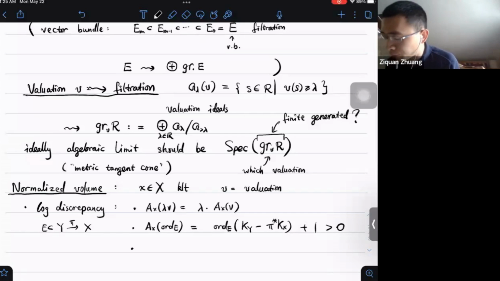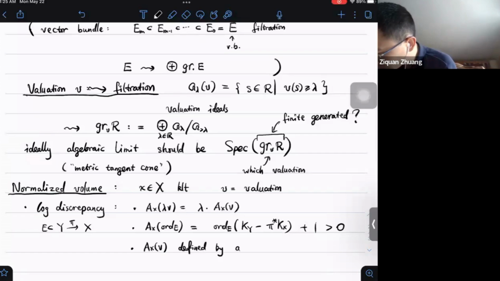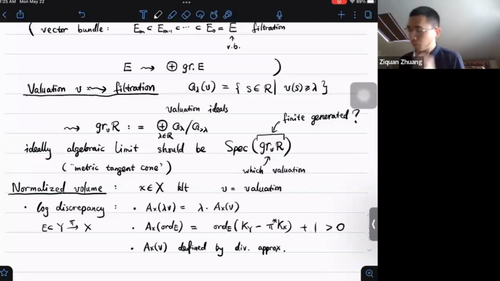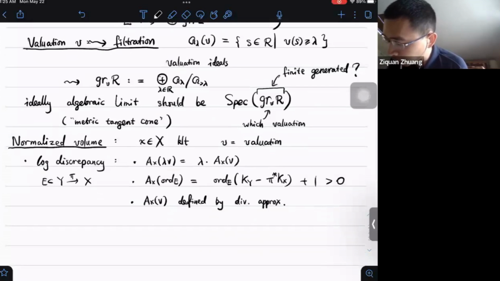And then for general valuations, you have to do it by approximation. So let me define it by approximation using divisorial valuations. Okay, so let me try not to write that down. Okay, so that's the first part of the classical invariants that goes into this normalized volume definition.